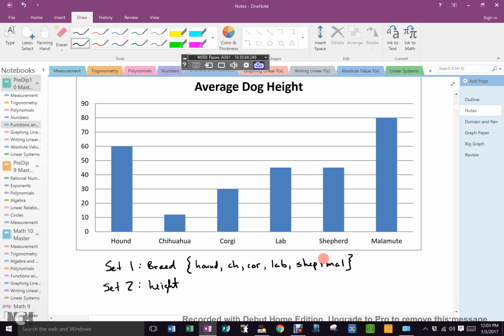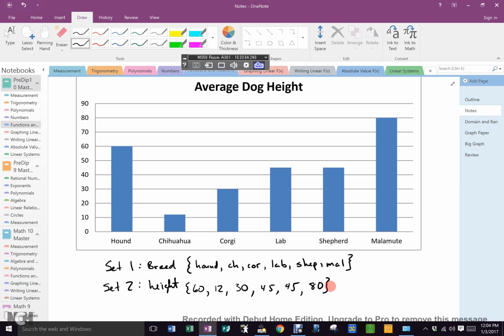Okay? Done. Now, that is set 1. These guys are the elements of that set. Cool? All right. What are the elements of height? 60. 12, sure, then 30, then 45, then 45, then 80. Everybody cool with that? So right now I have 2 sets made up of individual elements. Everybody good? Now, do I have a relation yet?